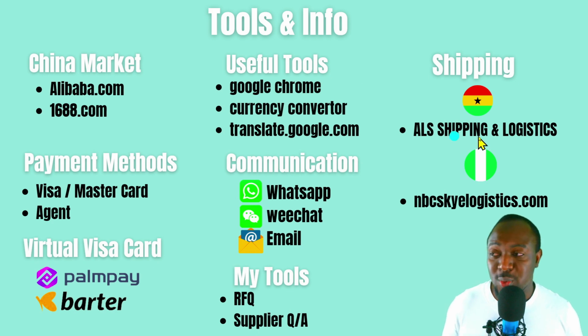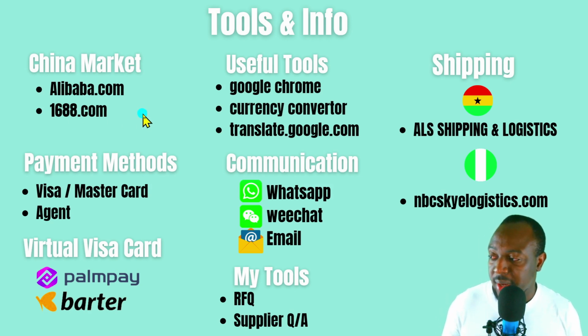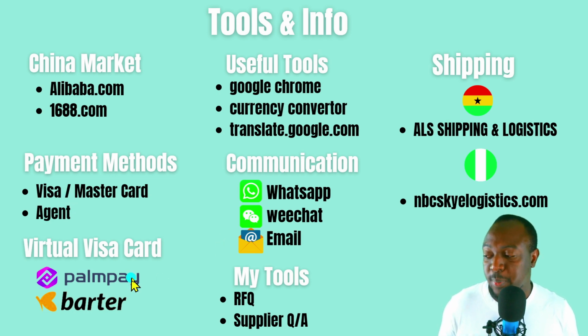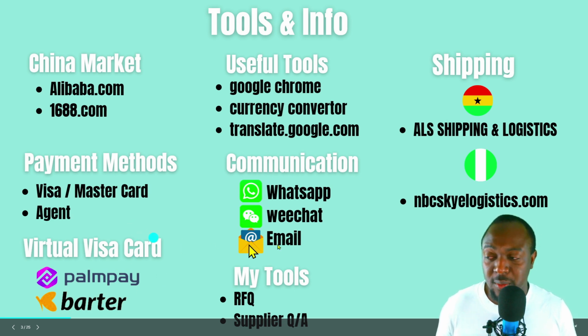What tools and information do we need? We need to go on Alibaba.com. We can also go on 1688 to check out prices, so we can bargain properly when we're bargaining with suppliers on Alibaba.com. You need a Visa or MasterCard. If not, it's okay, you can still use an agent to pay your supplier. For your virtual cards, we'll need PalmPay or Beta. You can create a virtual Visa card for yourself using PalmPay and Beta by Flutterwave.